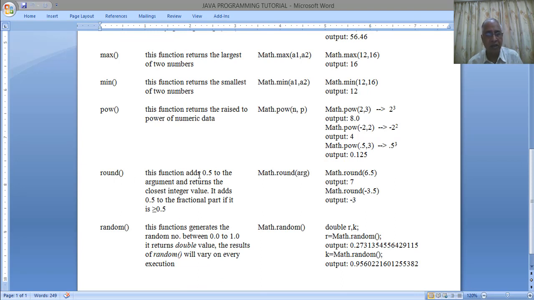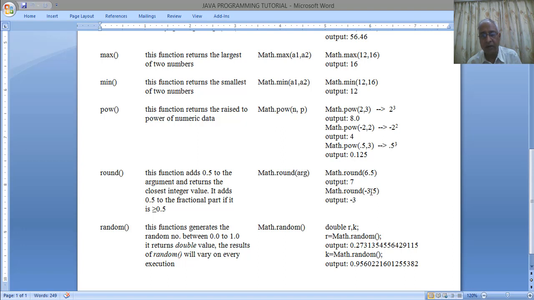The round function adds 0.5 to the argument. That is, the value 0.5 is added to the value. So it returns the closest integer value. It adds 0.5 to the fractional part, and if it is greater than or equal to 0.5, it rounds up. And the function is Math.round. Here we have the example Math.round(6.5). 6.5 will become 7.